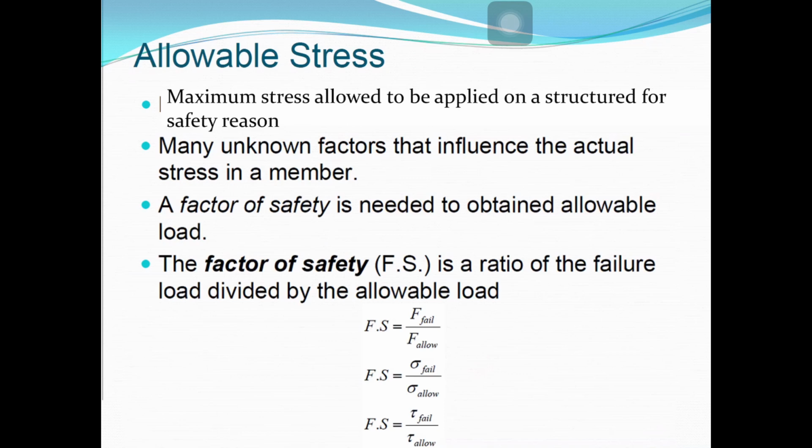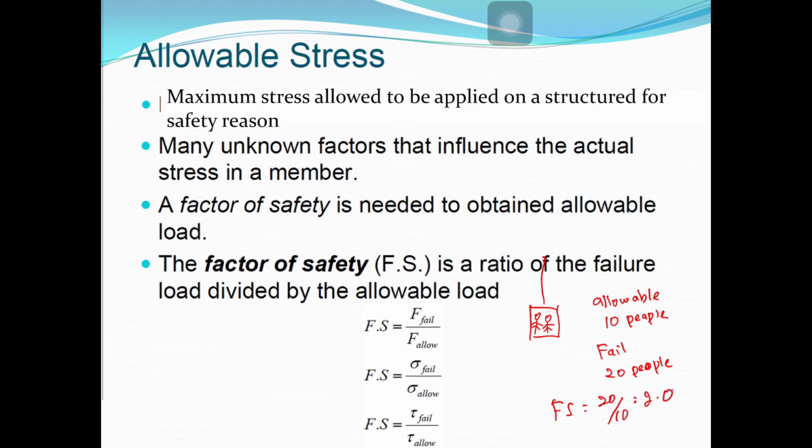For example, you have a lift machine, and you have people inside here. Basically the allowable number of people in the lift is, let's say, 10 people, and fail is 20 people. If you put more than 20 people, it will fail. But the allowable one is 10 people. So the factor of safety is 20 divided by 10, you have 2.0. So that's what is meant by allowable.